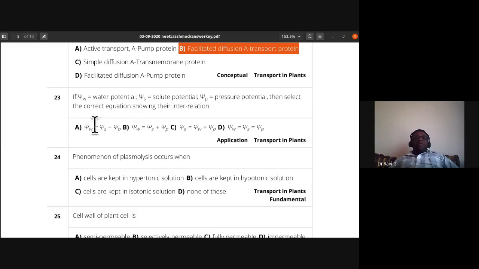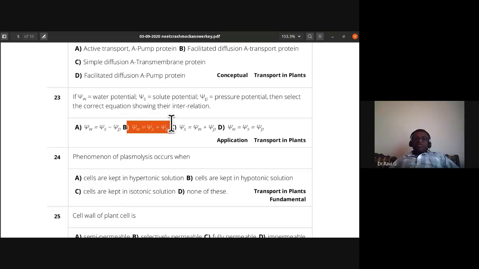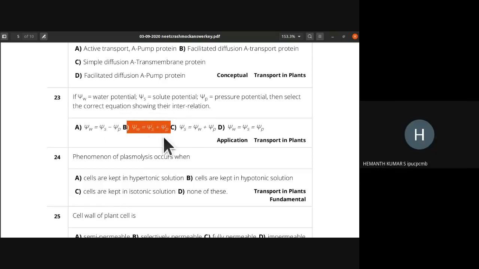23rd, if psi W equals water potential, psi S equals solute potential, psi P equals pressure potential, then select the correct equation showing their interrelation. So which is the correct equation showing their interrelationship? B is the answer. Psi W, water potential, is the sum of solute potential and pressure potential.